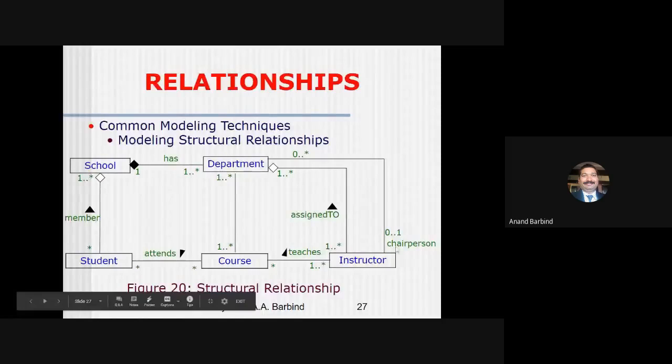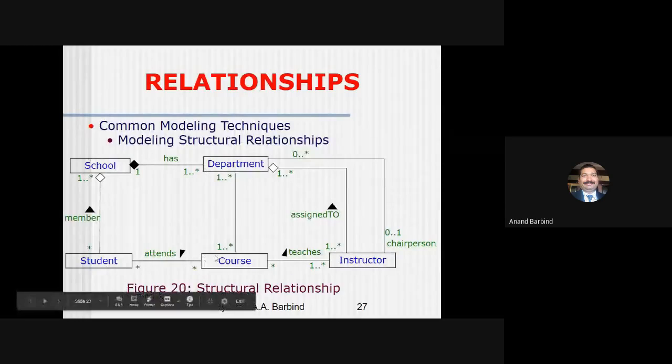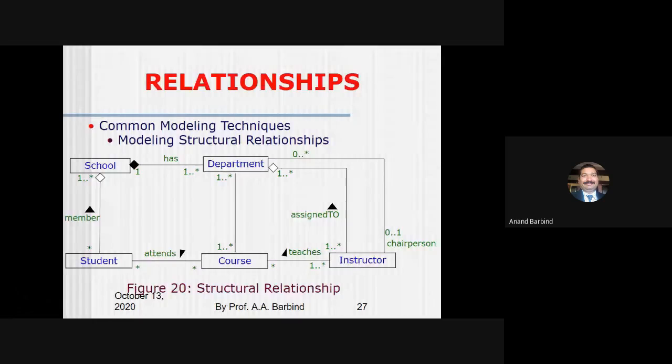So the role played by the instructor here is the chairperson, whereas the role played in the other way is that the instructor is going to be a teacher in that particular department. Okay, so like this we have read the different associations between the different classes. School, student, course, instructor, department: these are the classes in, let us say, an educational system.